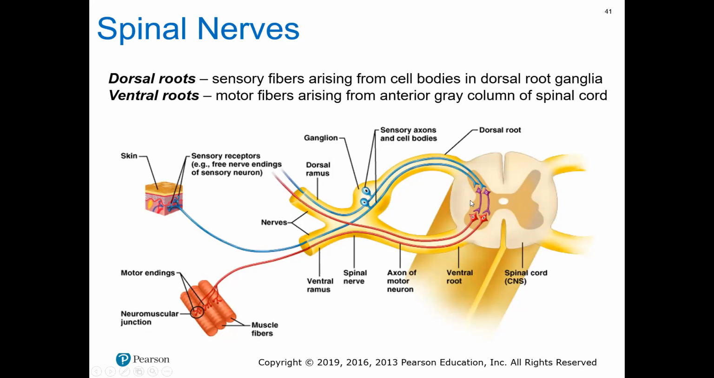So you have a dorsal root, which is sensory, and a ventral root, which is motor, connecting to the dorsal horn and the ventral horn. Dorsal horn connects to the dorsal root. The ventral horn connects to the ventral root. Motor always goes out from the ventral horn into the ventral root. So the motor neuron is always on the ventral side, the front of the spinal cord, if you will.